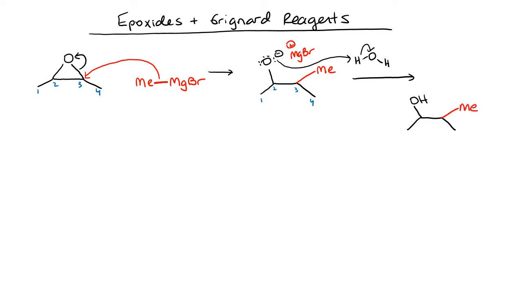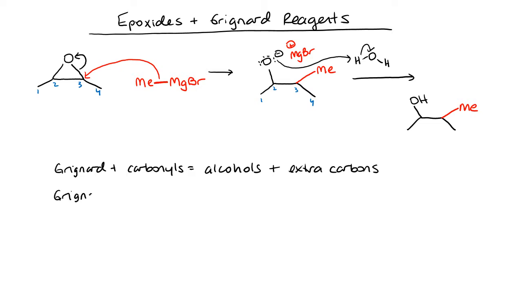Okay, so in previous chapters, we saw that Grignards plus carbonyl-containing compounds form alcohols. And they add carbons. And so we're seeing in this chapter that a Grignard plus epoxides act exactly the same. They'll form an alcohol and add extra carbons. So this will be useful when you're doing your synthesis problems.